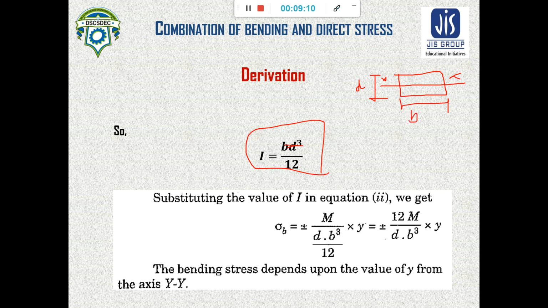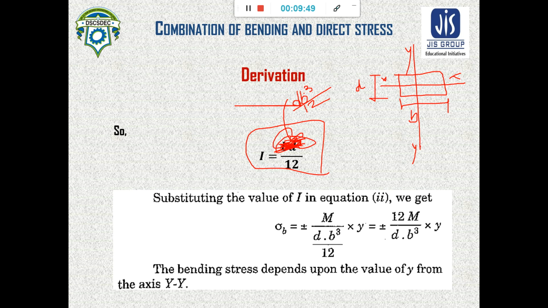But in this case we have to calculate the moment of inertia about the y axis. So the moment of inertia about the y axis will be d b cube by 12. A small typing mistake occurred, so this will not be b d cube. Please note this. Here it will be d b cube by 12.